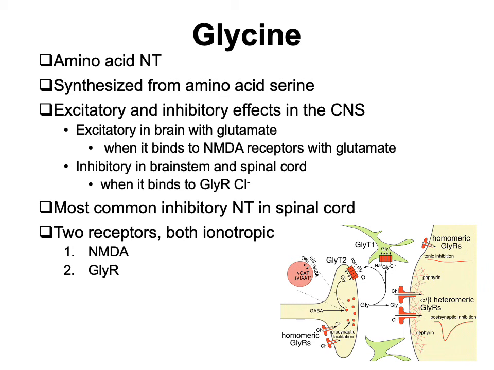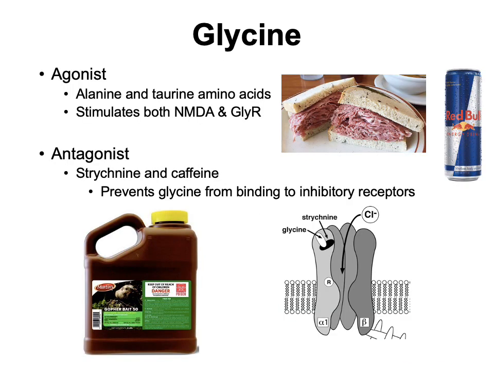It has 2 receptors. Already talked about those a little bit. They're both ionotropic, which is NMDA receptors, and glycine R receptors. The glycine agonists and antagonists are: agonists are alanine and taurine amino acids. I have a picture of roast beef and an energy drink, Red Bull. That's because alanine is found in high quantities in red meat, so that's a roast beef sandwich. And taurine is actually supplemented in a lot of these energy drinks that are very popular now.